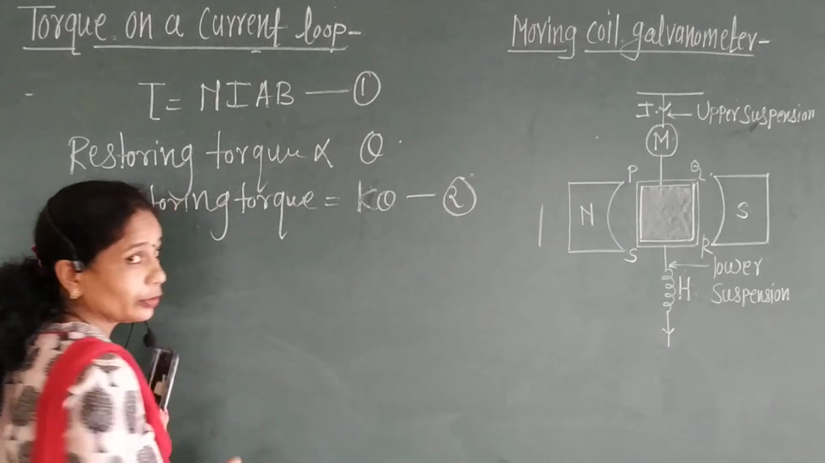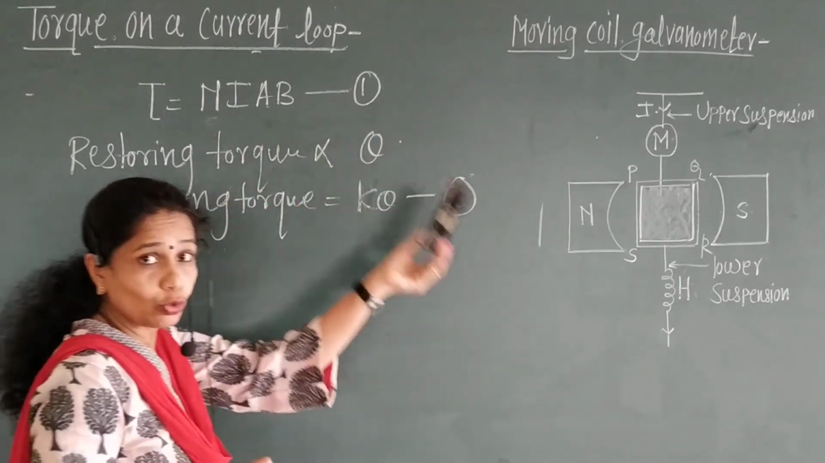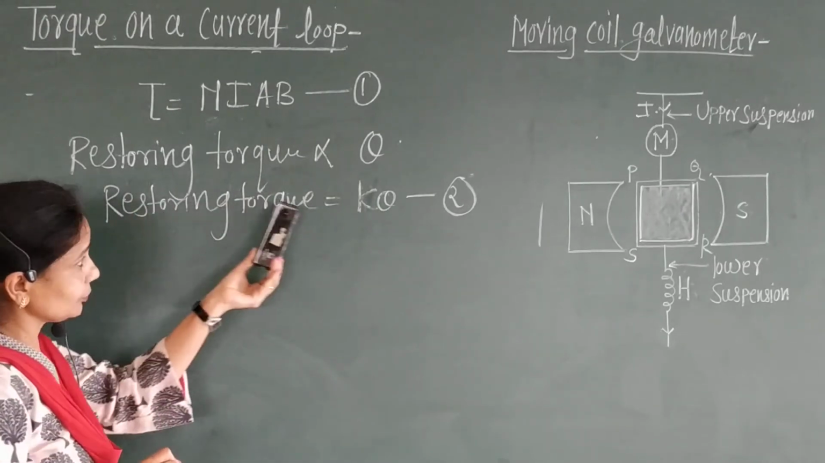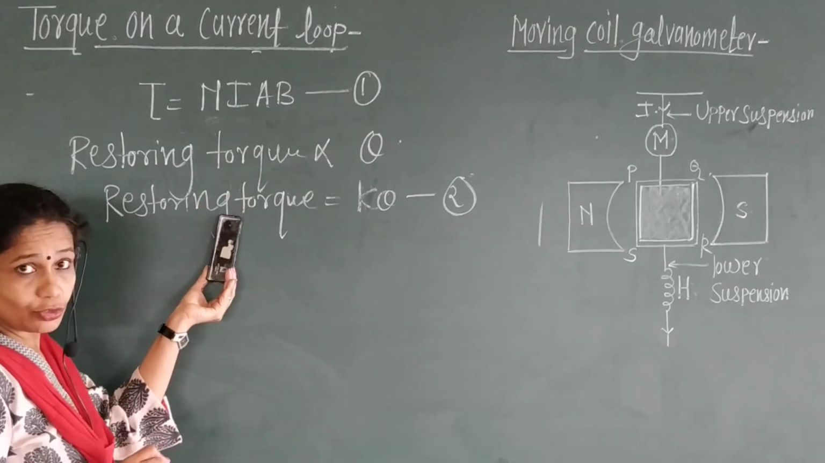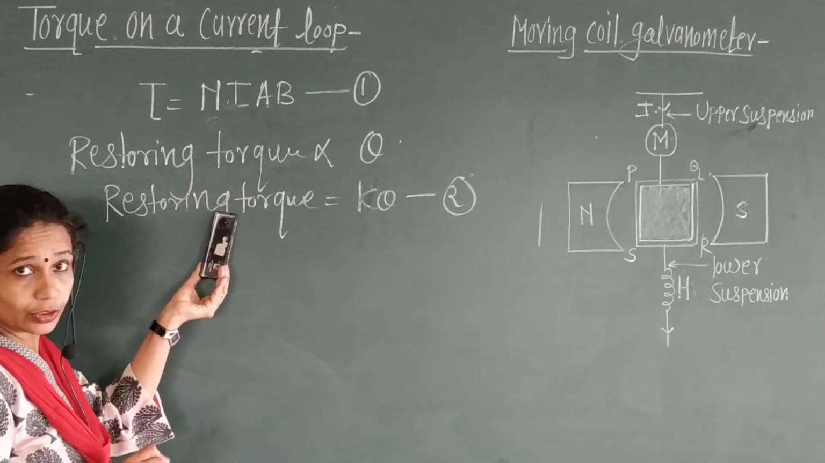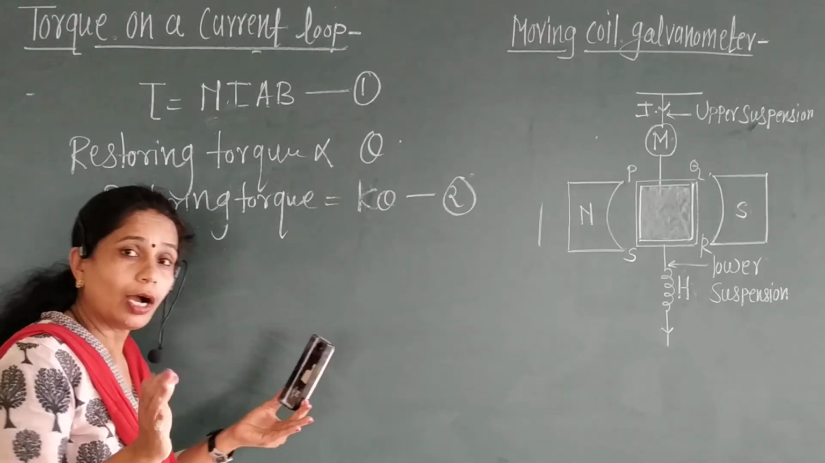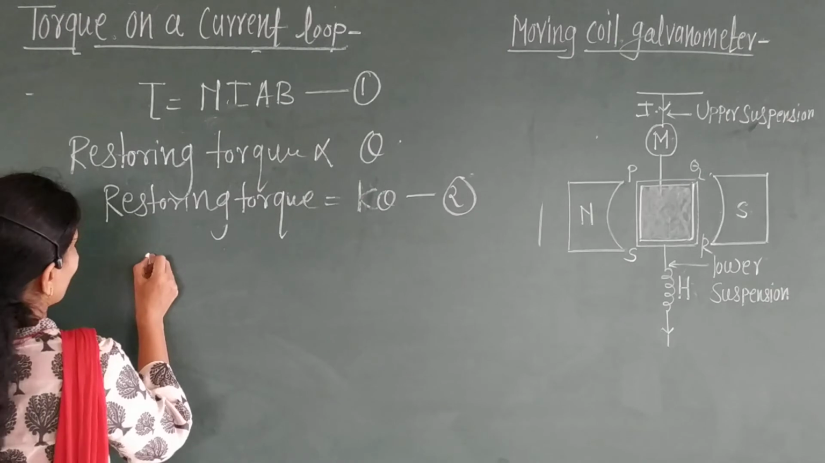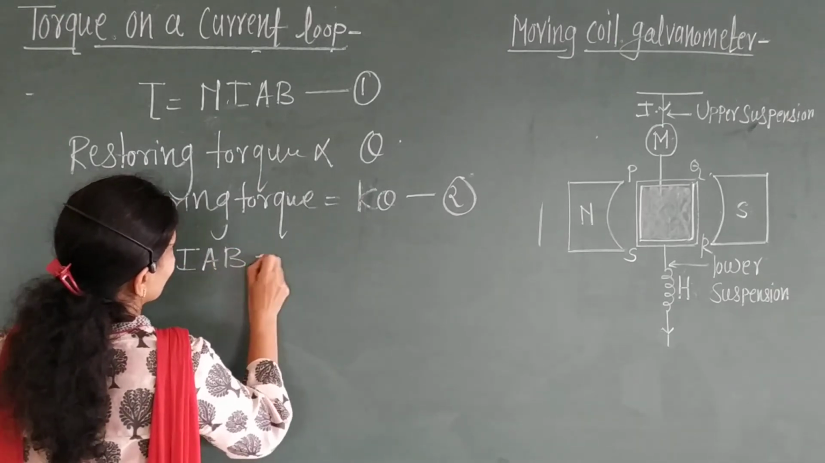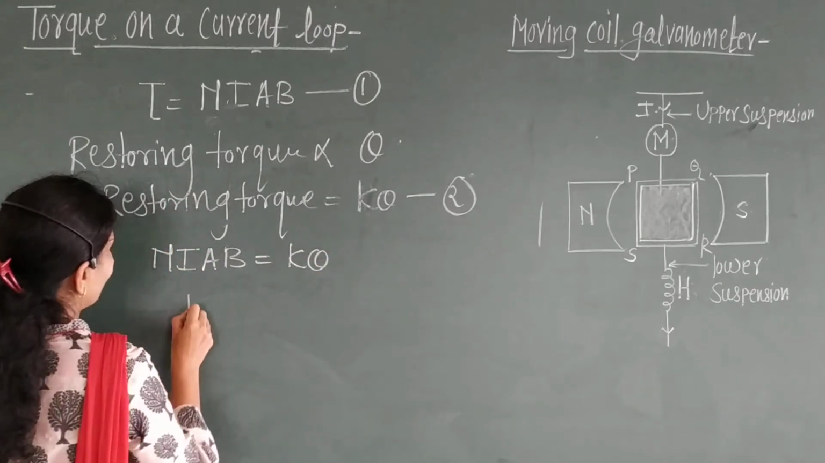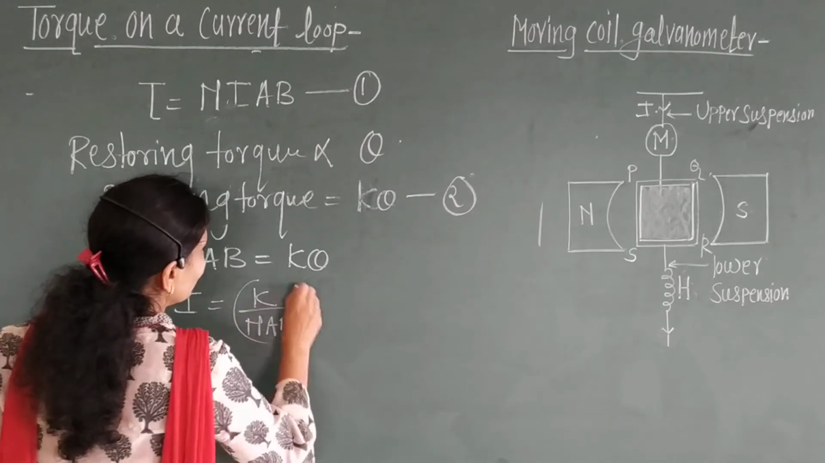Say equation number 2. For equilibrium position, आता ह्या टॉर्कमुळे काय होणार आहे, कॉईल रोटेट होणार आहे. ओके, आणि दिस इज डिफ्लेक्टिंग टॉर्क अँड दिस इज द रिस्टोरिंग टॉर्क. या कॉईलमुळे ती डिफ्लेक्ट होणार आहे, याच्यामुळे ती रिस्टोर होणार आहे. देअरफॉर दिस इक्वेशन इज इक्वेशन नंबर 2. आणि फॉर इक्विलिब्रियम पोझिशन, NIAB is equal to K theta. Therefore, I is equal to K upon NAB into theta.